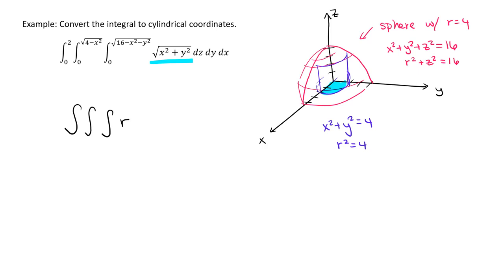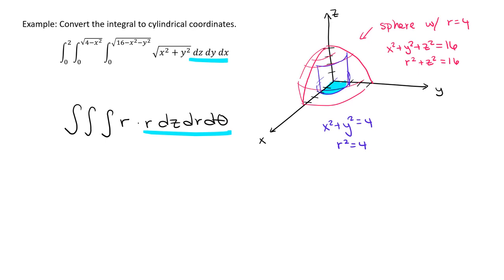And then to get this integral converted, I'm going to take the function we're integrating and put that in cylindrical coordinates. And the square root of x squared plus y squared is just r. That's because the x squared plus y squared is r squared. You take the square root, it's just r. And then I'm going to replace my dV, that dz, dy, dx, with an r, dz, dr, d theta.